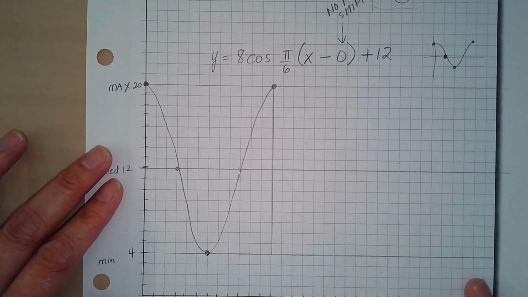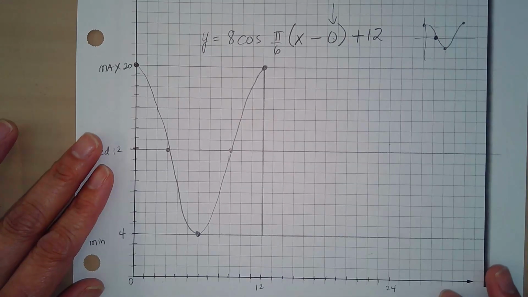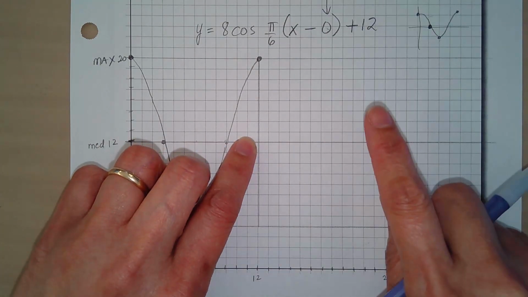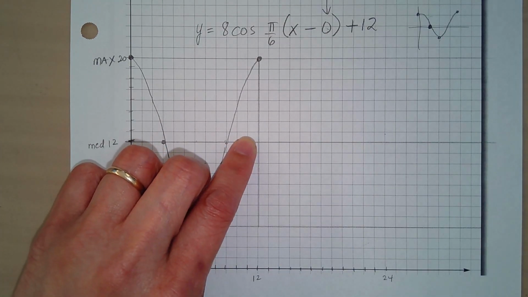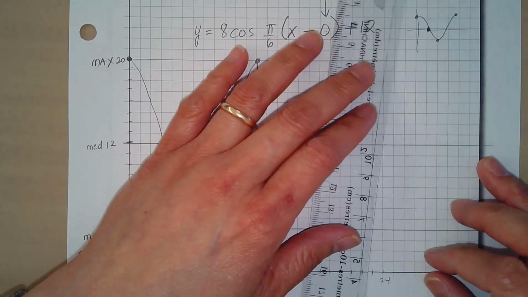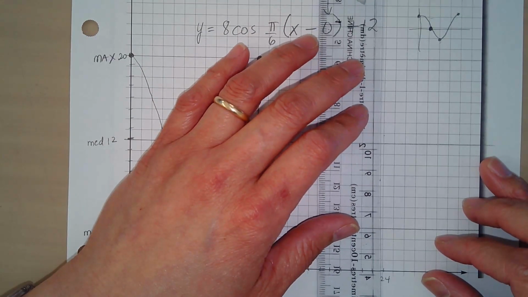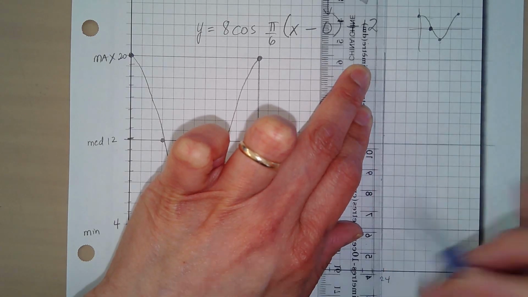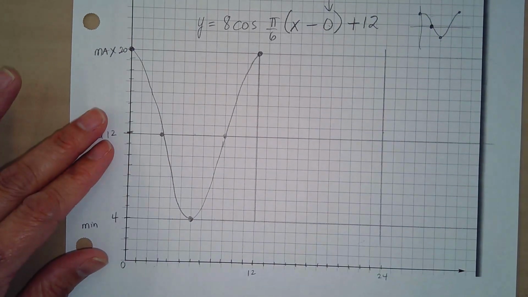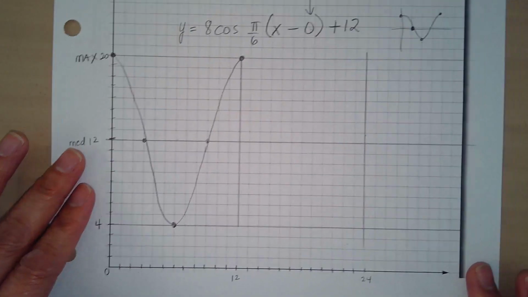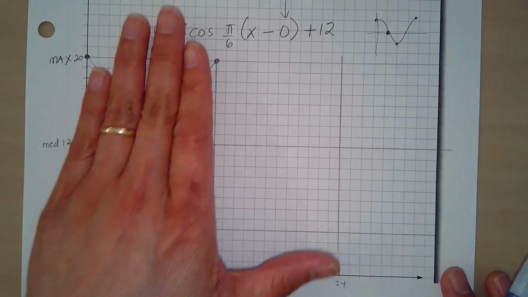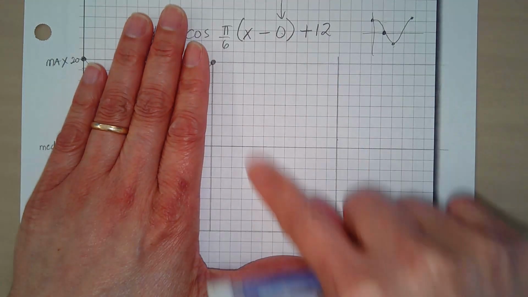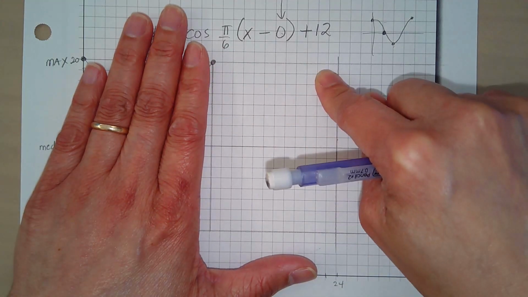Can we create another cycle? Yeah, we can. And another cycle is another 12 hours. That takes us to 24 hours. Okay, so I'm going to cover that piece. So within this rectangular space, that's where our cosine is going to be.